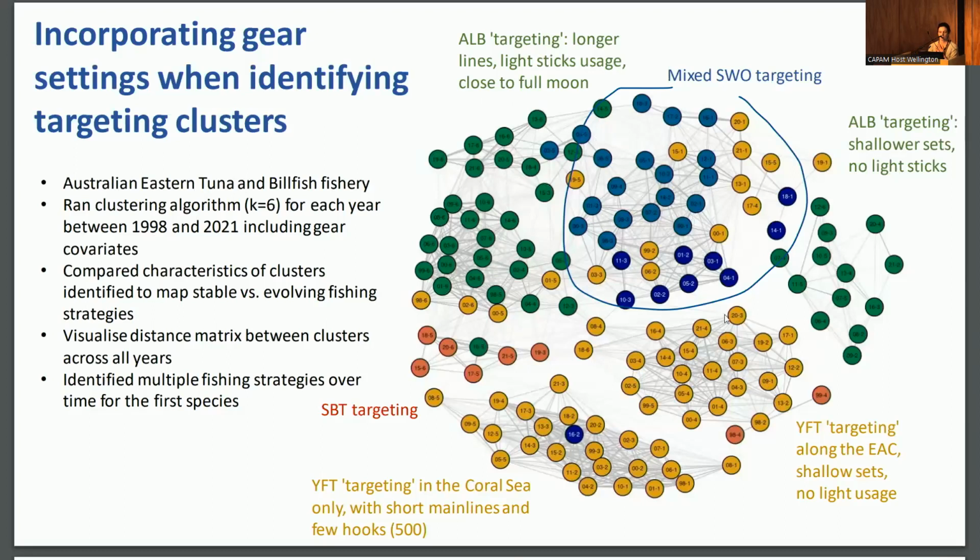And when we did that, we identified that there were actually 2 different fishing strategies for yellowfin in the ETBF that are quite different. So you can see that you've got a cloud of yellow points here and a cloud of yellow points here. And we also had 2 very different strategies fishing for albacore throughout our time series.